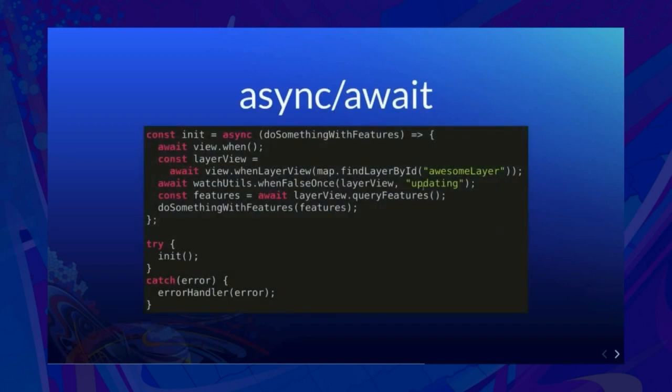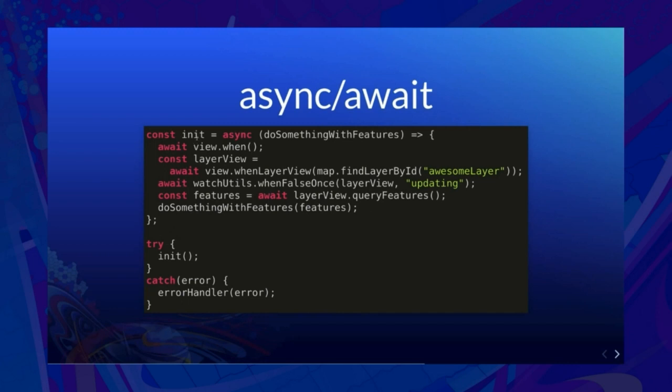Async await. So returning to async await, we can rewrite that previous function using the async await pattern. I can await view.when, and then I can create a layer view by awaiting for when the layer view is going to be ready, and then I can await for when the layer view updating property is going to be false one time, and then I get my features by waiting for the layer view query features to run. When that's complete, I can then do something with those features.